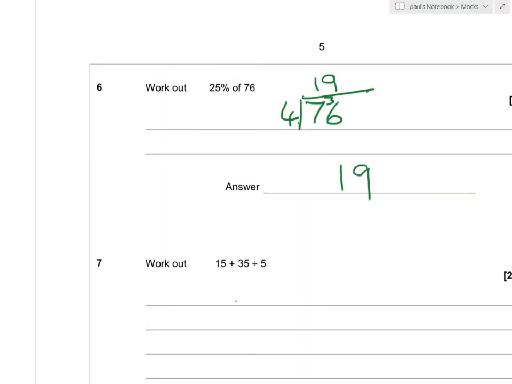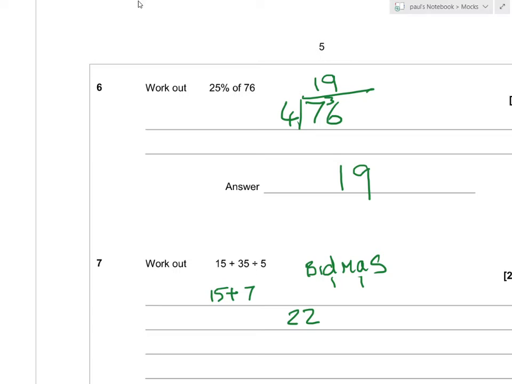Okay, so BIDMAS. BIDMAS says that you divide before you do the add. So 35 divided by 5 is 7, plus 15 is 22. 22 is that one. Let's have a look at some more questions, shall we?